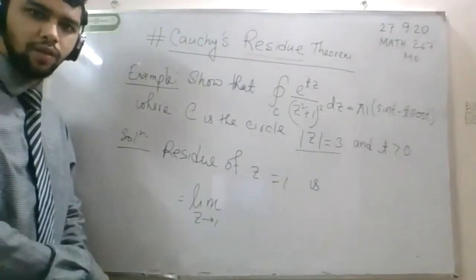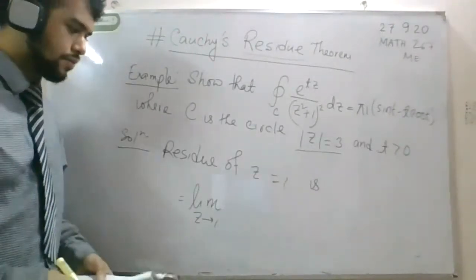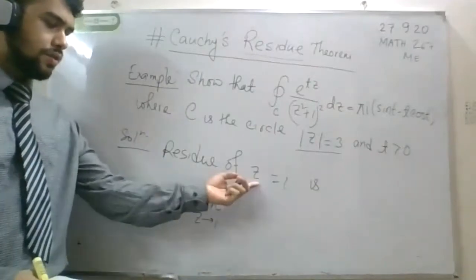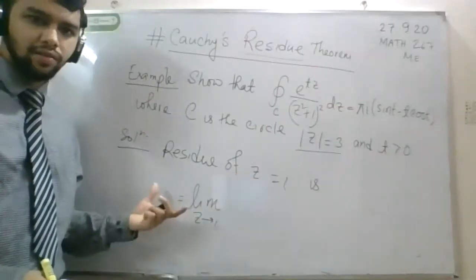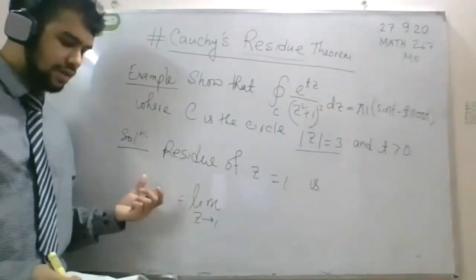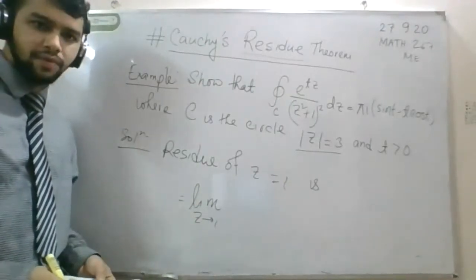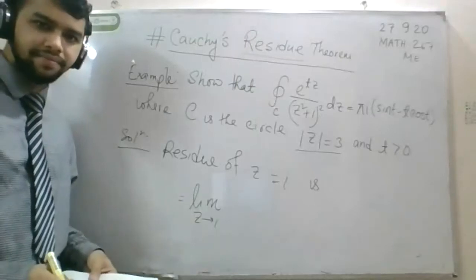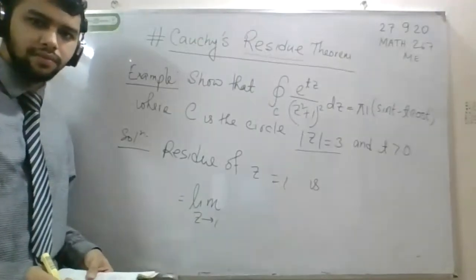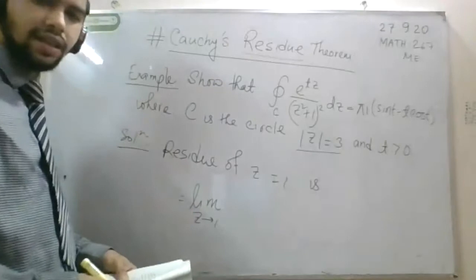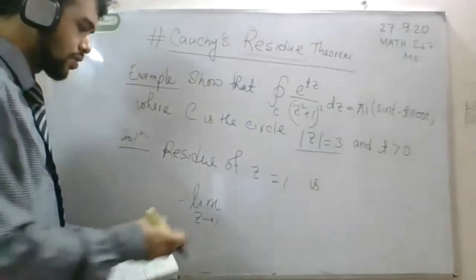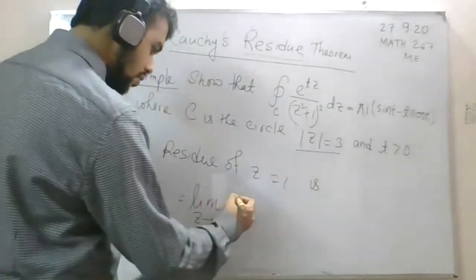What should we do next? For z equals to i, we can find the double pole for this function. So what should we do? Which formula do we have to use? Higher order formula, that means derivative formula.